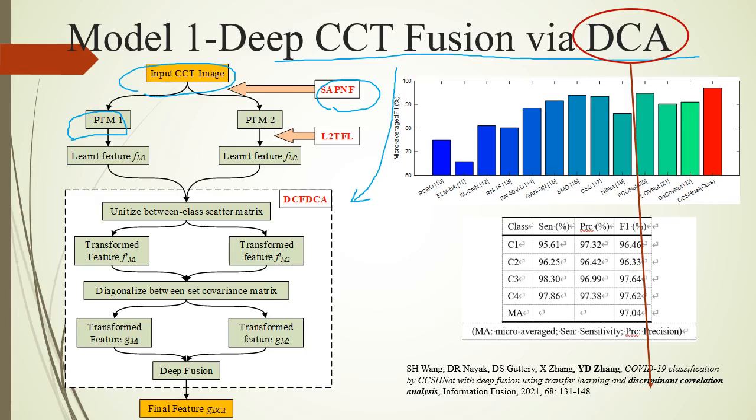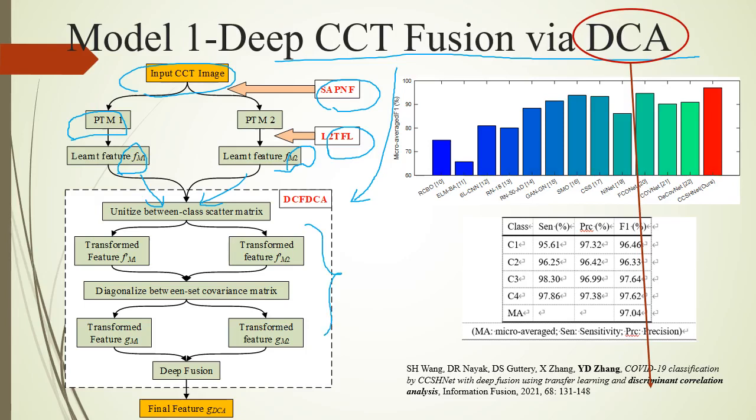After we obtain the best two pre-trained models, we use a method called the L2TFL method to extract the learned features, FM1 and FM2. Finally, those two features are sent to this box, the DCA, where we have some very complicated algorithmic procedures.